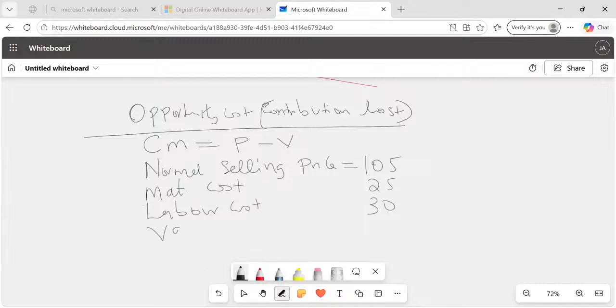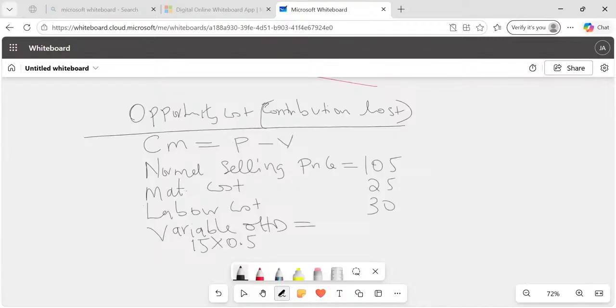But you see, they have guided me on what I need to do to be able to get the variable overhead. If you read note number 1, they're telling me that the variable overhead is 15 per direct labor hour, and the firm allocates fixed manufacturing overhead to units produced based on direct labor. So I can see it is 15 shillings per hour, but one bangle doesn't take a whole hour to produce. One bangle takes 0.5 hours.